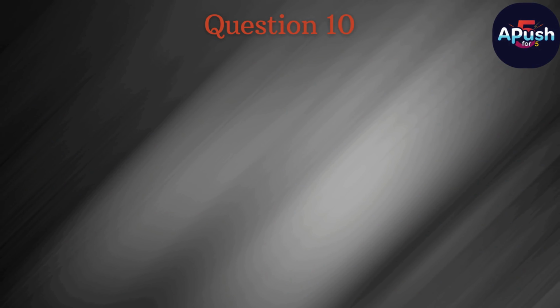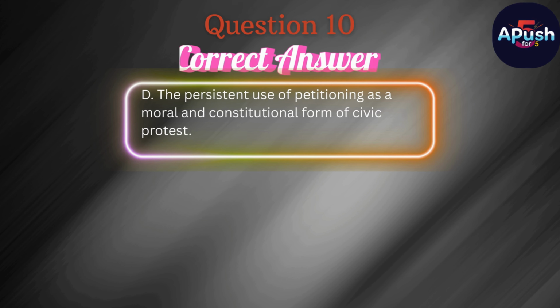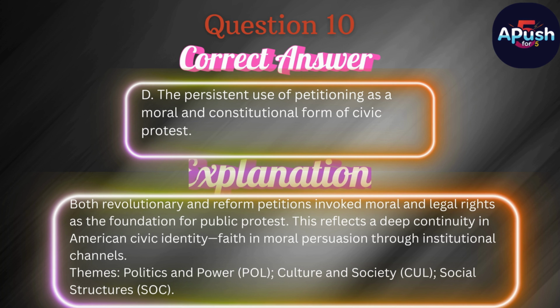The correct answer is D. The persistent use of petitioning as a moral and constitutional form of civic protest. Both revolutionary and reform petitions invoked moral and legal rights as the foundation for public protest. This reflects a deep continuity in American civic identity, faith in moral persuasion through institutional channels.